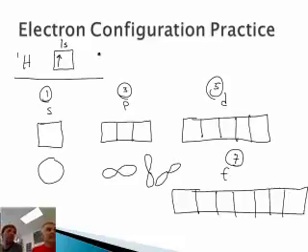And there's a second kind of notation. You would say 1s1, where this 1 is how many electrons are in the s orbital. That's the number of electrons, and it's in level 1s.